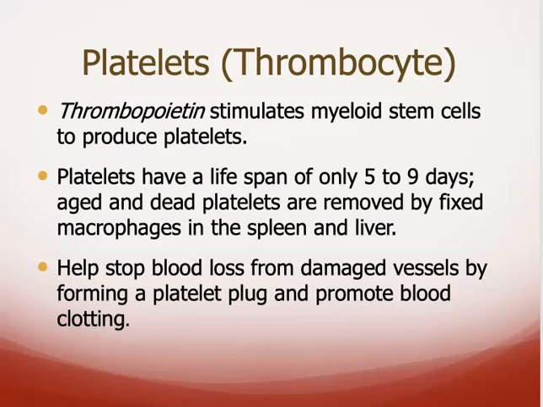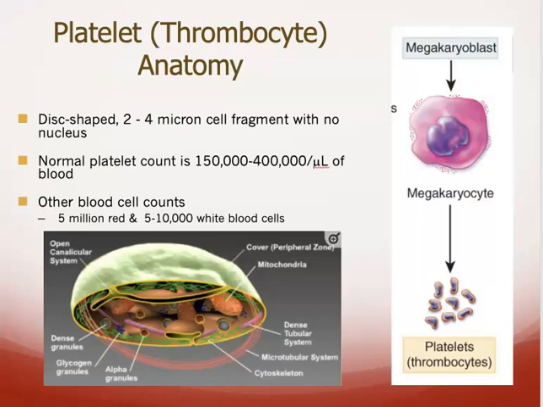Similar to red blood cells, fixed macrophages in the spleen and the liver are going to remove them and recycle them. And their main role is to help stop blood loss from damaged vessels by forming a plug and then forming a clot. And we'll talk about that process in a few slides. Although they are tiny little fragments of cells, you can see here a megakaryoblast becomes a megakaryocyte, and then that breaks up into these tiny little platelets.